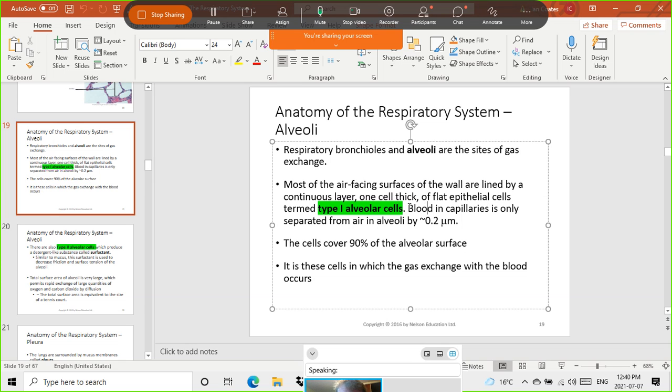Okay, blood and capillaries are only separated by air. So the capillaries are circumventing this. The cells cover about 90% of the alveolar surface. These are the guys here who are taking oxygen and CO2 and exchanging it from the blood to the lungs and back and forth.